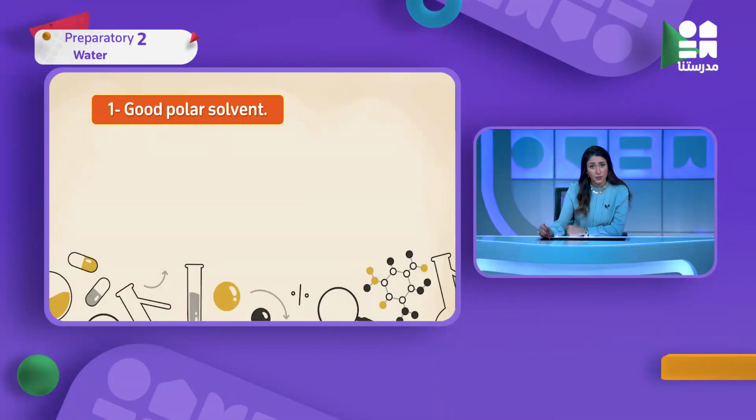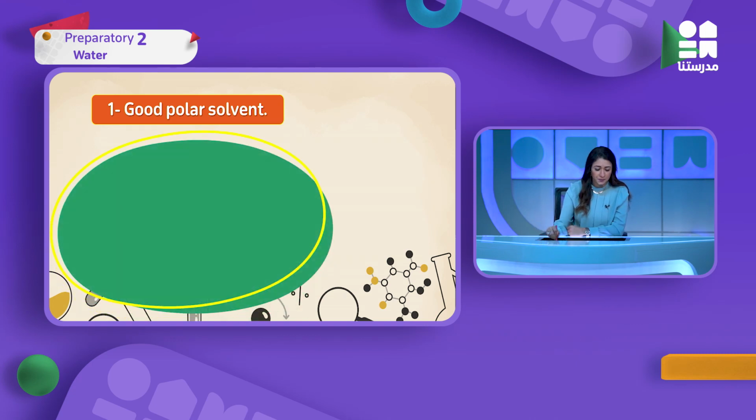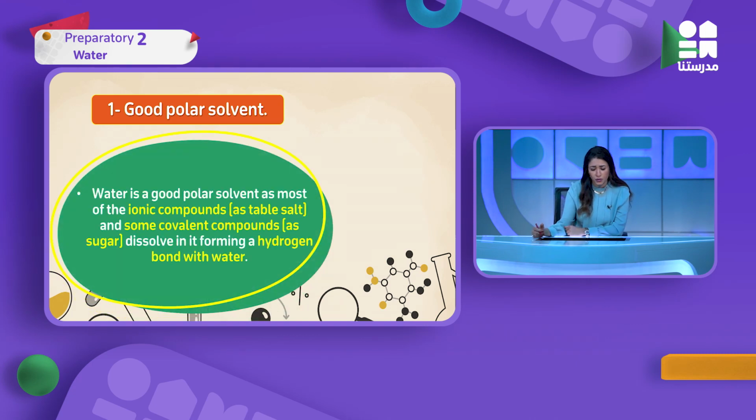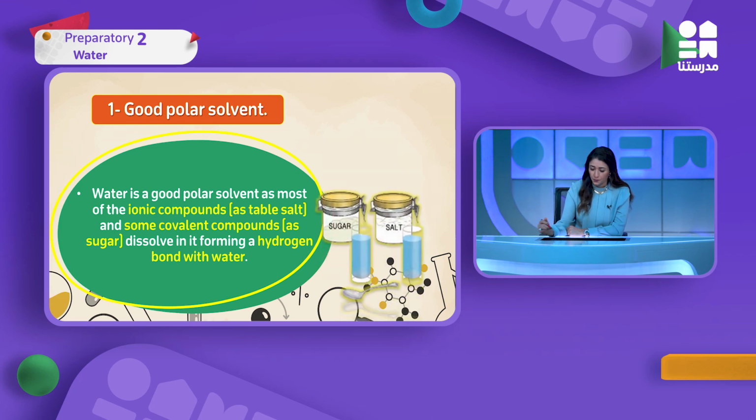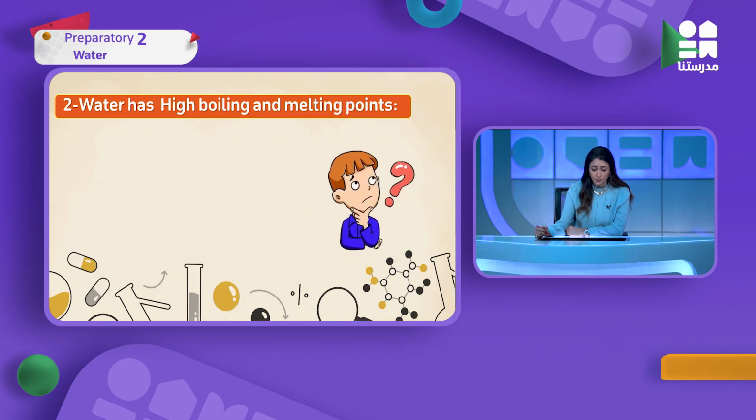طيب, let's continue. So احنا متفقين in water it is a good polar solvent. Let's sum up this part. بيقول لي water is a good polar solvent as most of the ionic compounds as table salt and some of the covalent compounds like sugar dissolve in it forming a hydrogen bond with water. Here we have a very nice picture, sugar and salt, and they are dissolved in water.